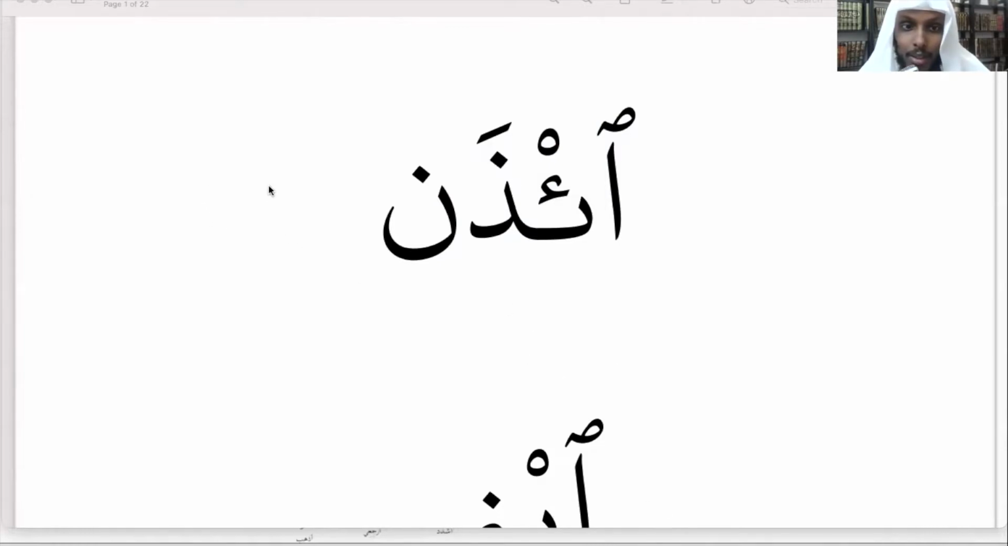Okay, so what vowel do we pronounce on the hamzatul wasl? The answer is either fatha, kasra, or dhamma. You could do one of those three, and you will have 30 seconds.